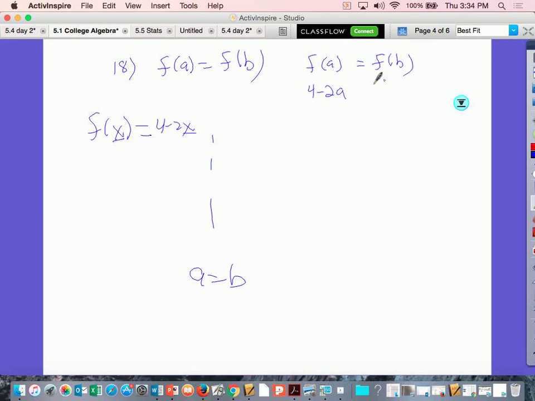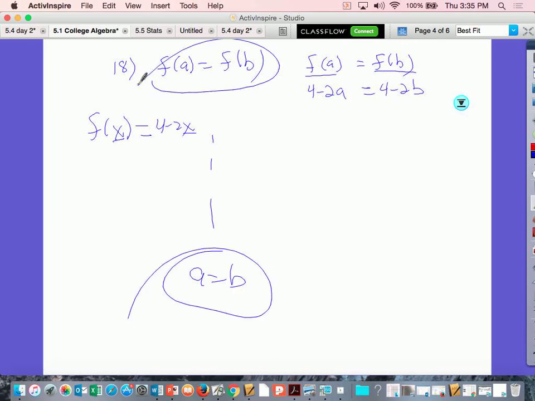F of B is equal to 4 minus 2b. So there's not a squared there, so we got a little different situation. Again, what I'm starting with is this, and I'm trying to show that it is 1 to 1.